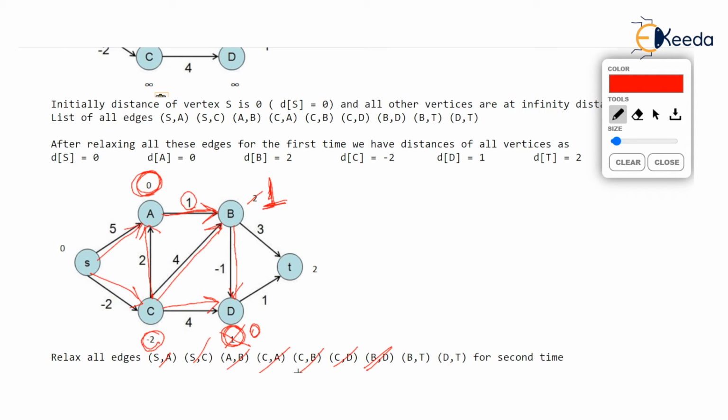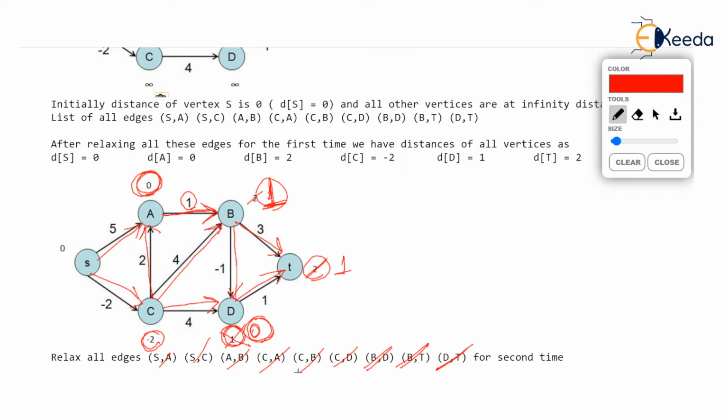Next edge is B comma T. Now B comma T, this edge will have 1 plus 3, isn't it? 1 plus 3, which is 4. But T is already at distance of 2, which is already lesser than 4. So we won't update this. And last edge is D comma T. Now when you relax this edge D comma T, it will be 0 plus 1, because vertex D is now at distance 0. 0 plus 1, which is 1. And vertex T is at distance 2, so it will get updated to distance 1.